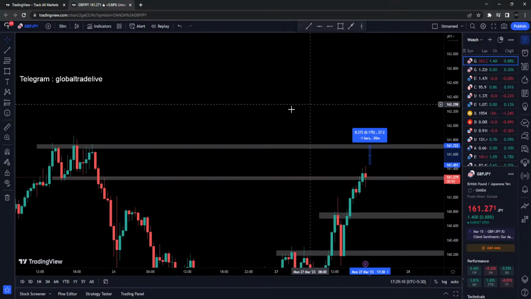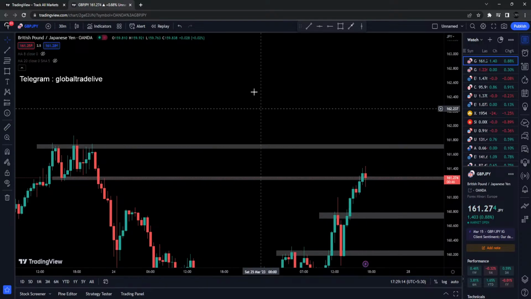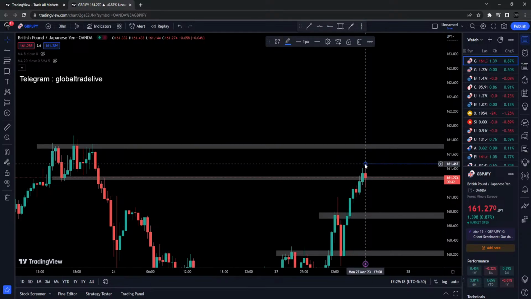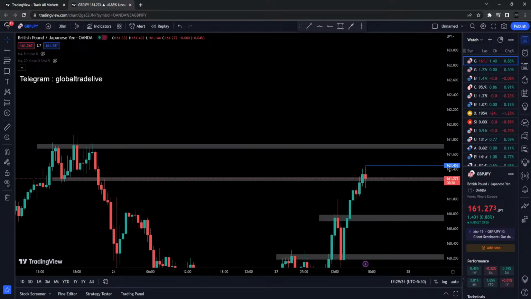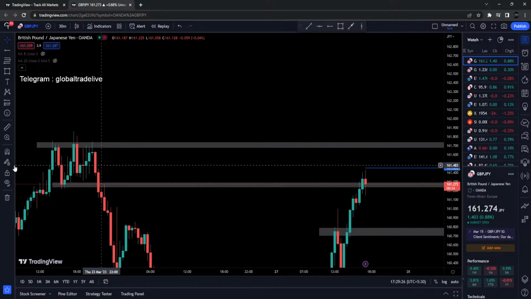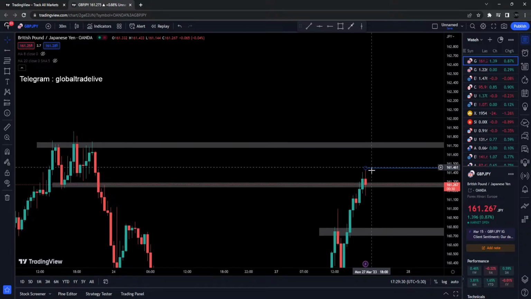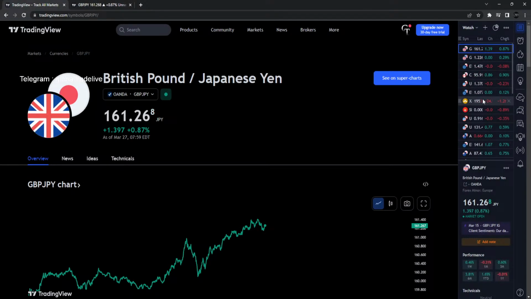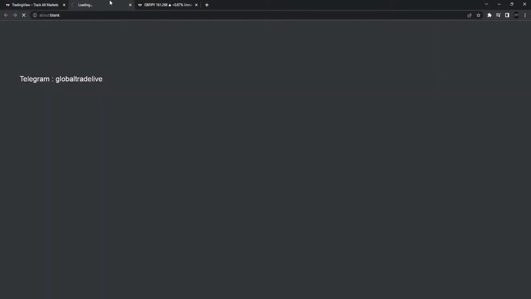So this is my idea for GBP JPY. I'm going to buy above this level. I'm just going to leave a line. Okay, so this will be my buying price, 161.455, and we have a clean range on the left. So I think yes, the market will be hitting the high. Yeah, and after GBP JPY, let's talk about gold and have a look at the gold chart.